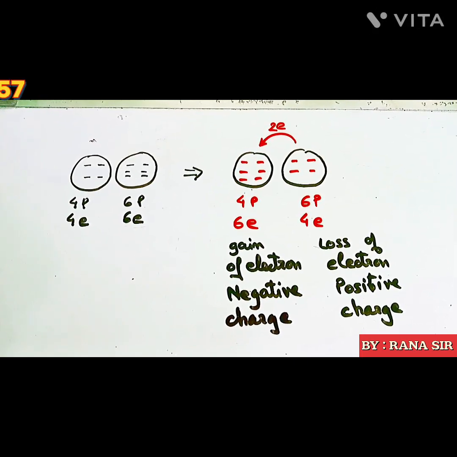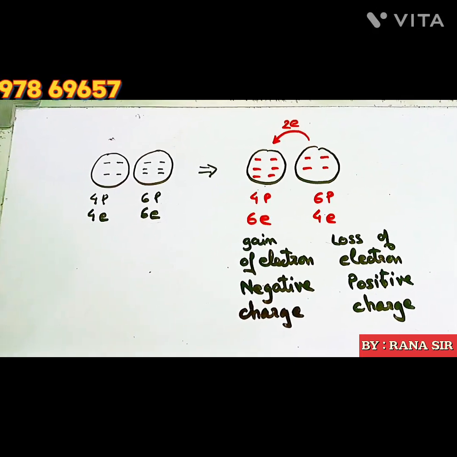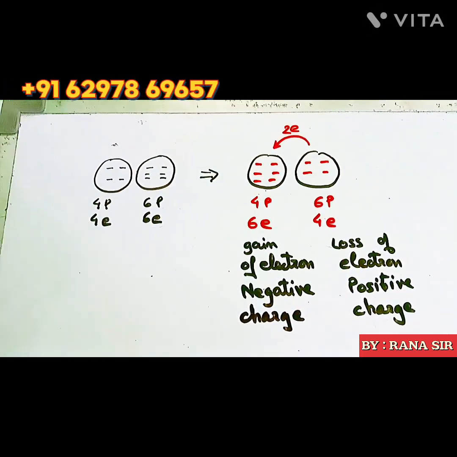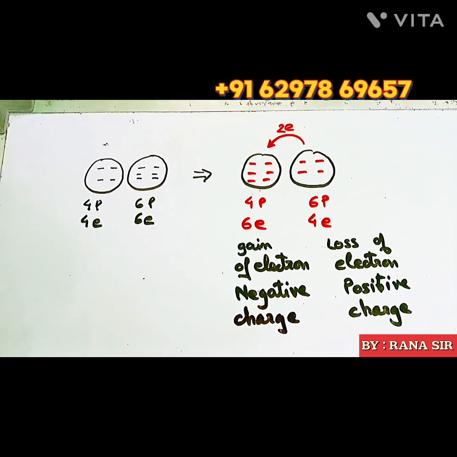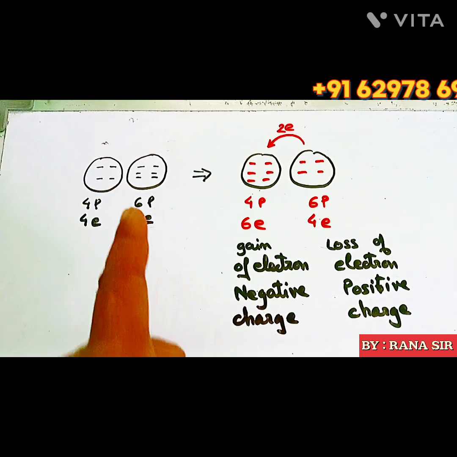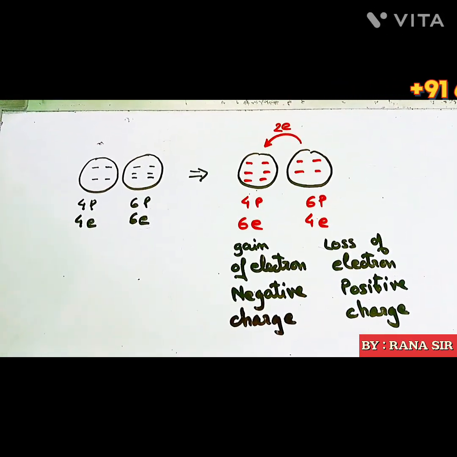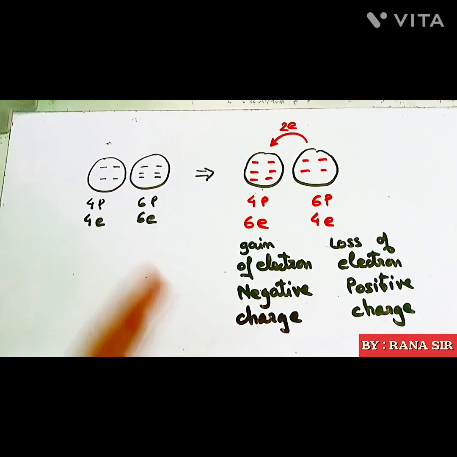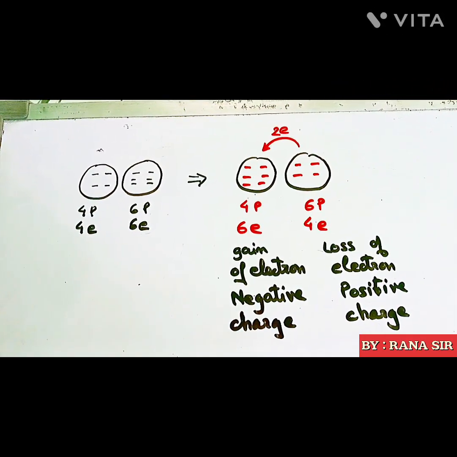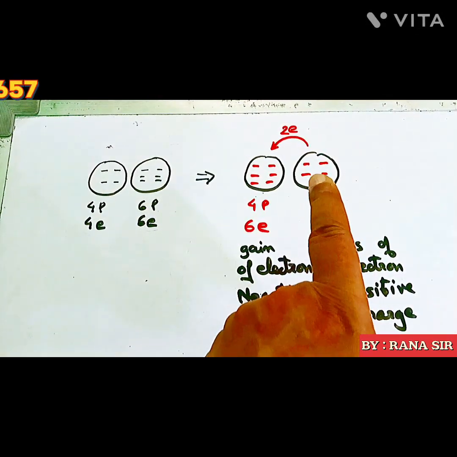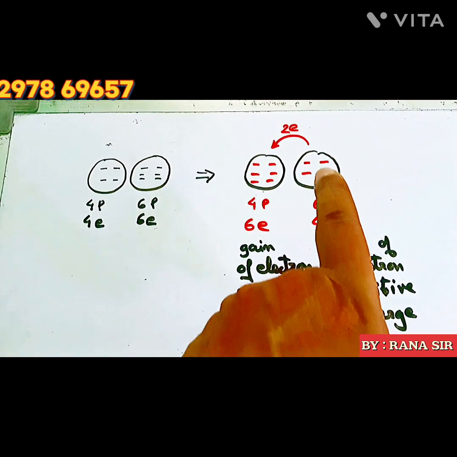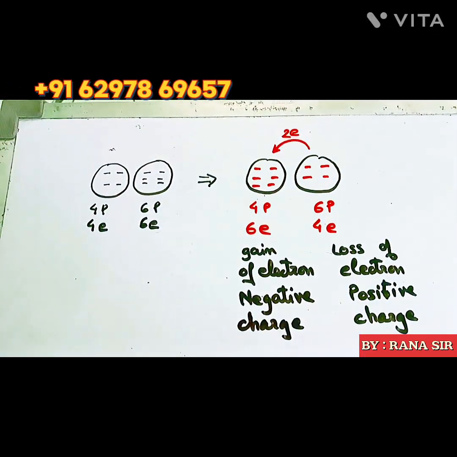Let us understand with the help of a diagram. So there are two bodies. One body is having 4 protons and 4 electrons, neutral. The other body is having 6 protons and 6 electrons, neutral. The two bodies are rubbed, and on rubbing, body B transfers 2 electrons to body A.